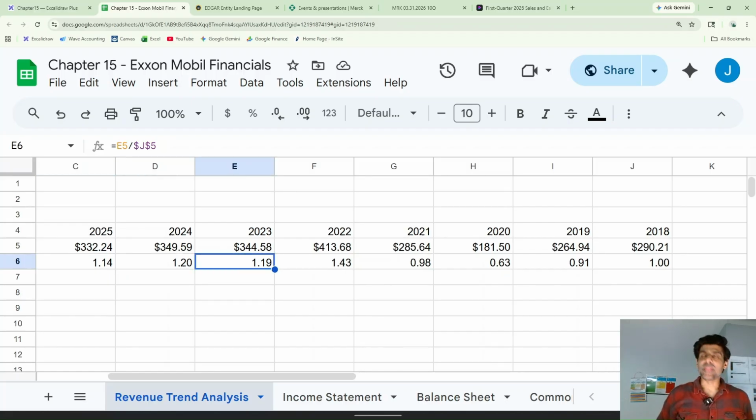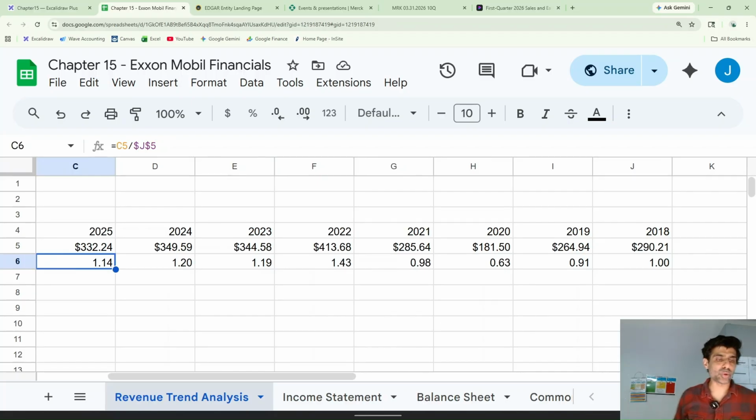So why I said that this is a tricky kind of thing is that in this horizontal analysis, we see that in 2025 we're ending at a 14% increase from the base year. Does everyone agree with that? 1.14 means the base year plus 14%.